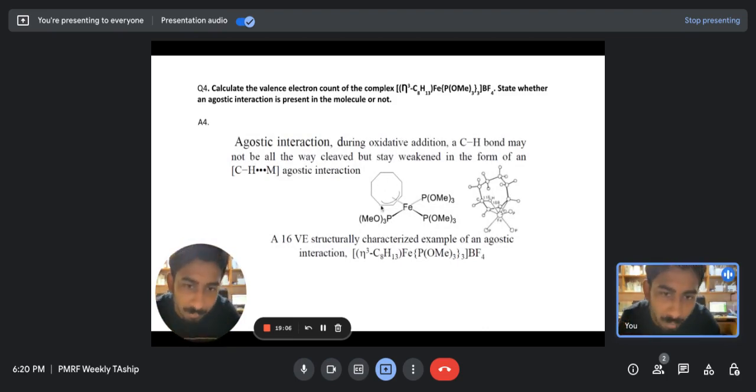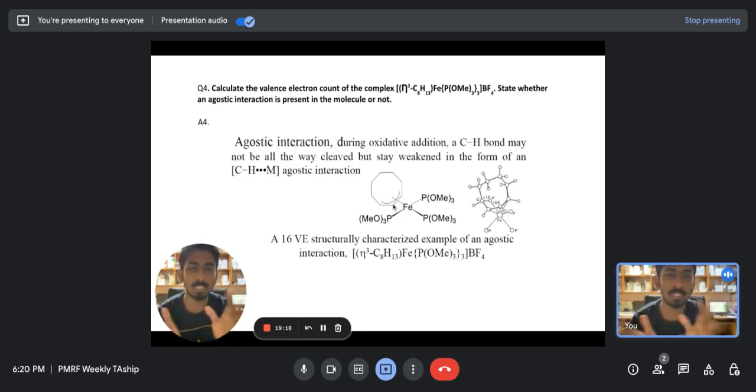So for your convenience, I have already told you this is a C8 molecule, cyclic: 1, 2, 3, 4, 5, 6, 7, 8 carbon atoms are there, and it is eta 3. So 3 carbon atoms are actually bound to the iron. Now, since we have a BF4 minus, this metal complex is positively charged, and the counter anion will be affecting it.